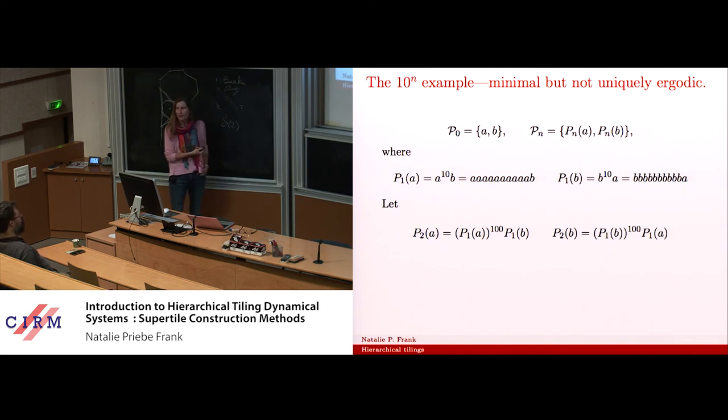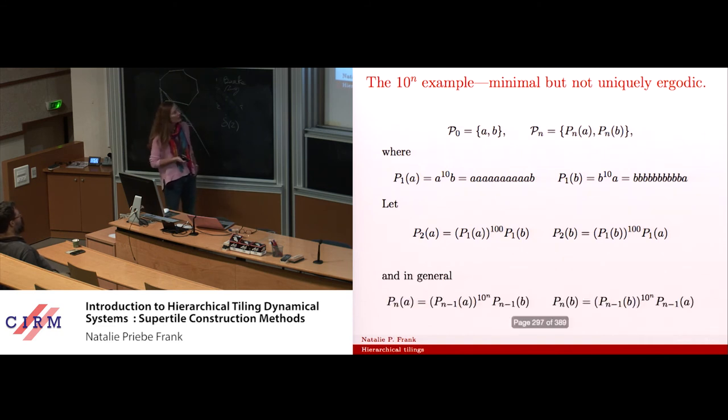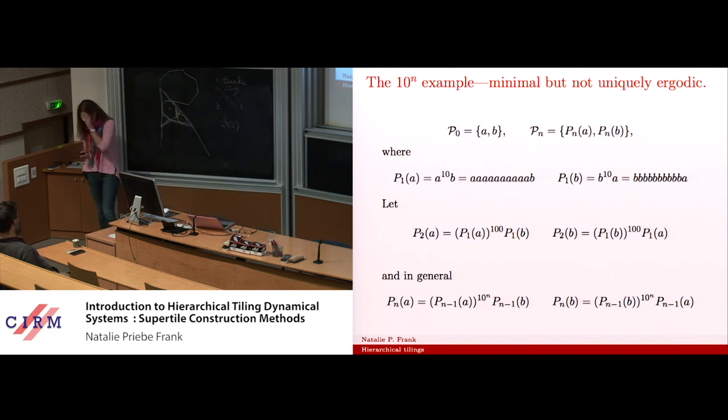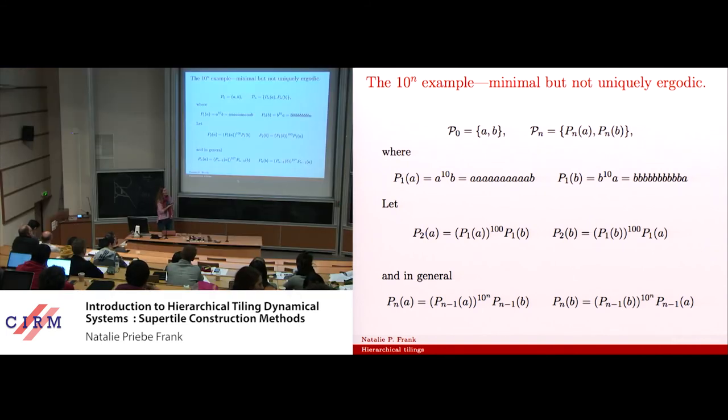So clearly, there's a lot more of these. It's growing very quickly. At the next level, so this is the 10 to the n example, I think you'll be shocked to see that the number of supertiles is that. If you do the math on this, you'll see that it is as I say, but I'm not going to try to justify that. So this gives you a little bit of an example of the kinds of things you can make happen with fusion rules.